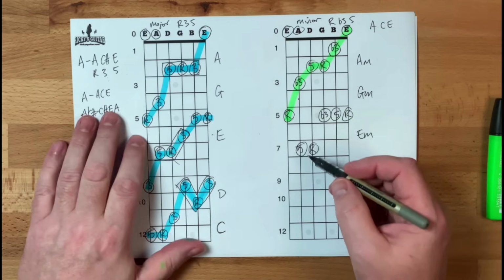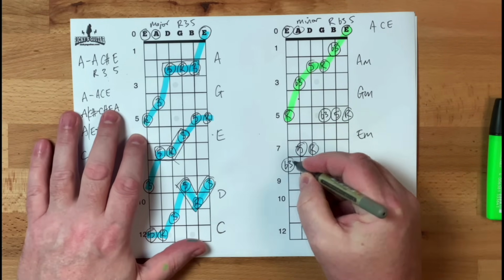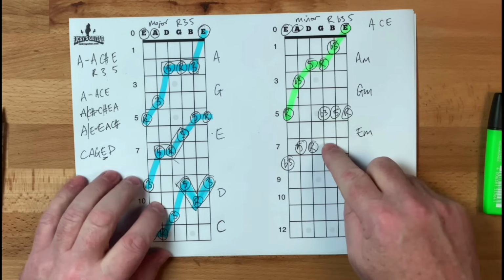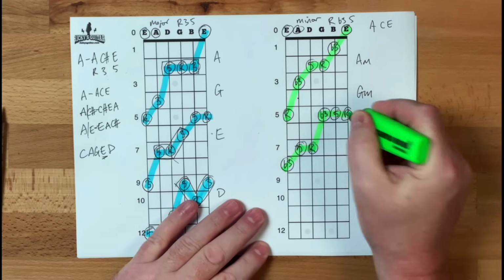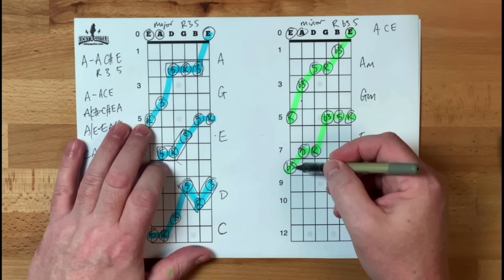But what happens is we don't have a major third, which would be at the 9th fret. We have a flat third just here. You can see how that alters that pattern. That's the second pattern, and let's move on to the next one. So we've got the flat third there.